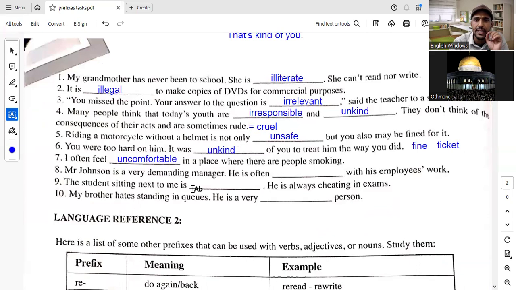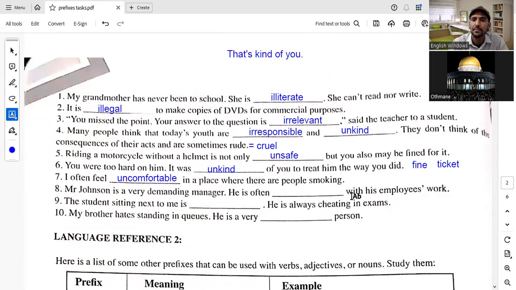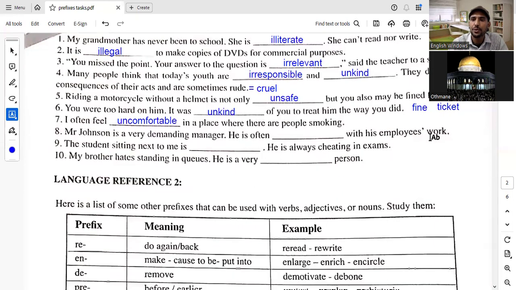And then number 8, Mr. Johnson is a very demanding manager. A very demanding manager is a boss who always tells you to do this and do this. You got to do this again, and is also never satisfied, right, with what you do. He is often what? With the employees' work.